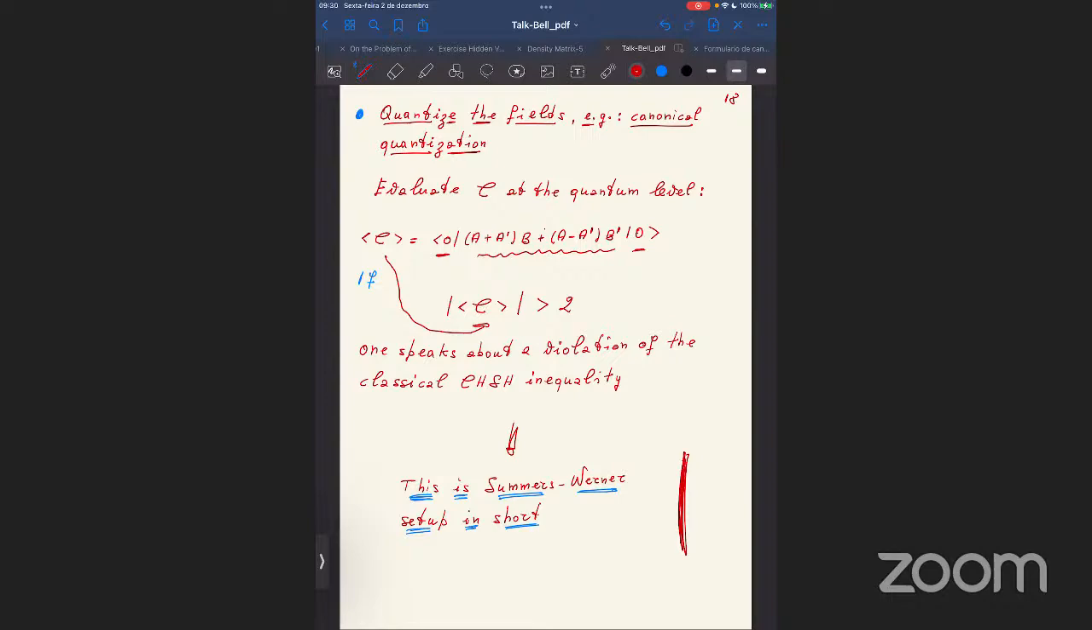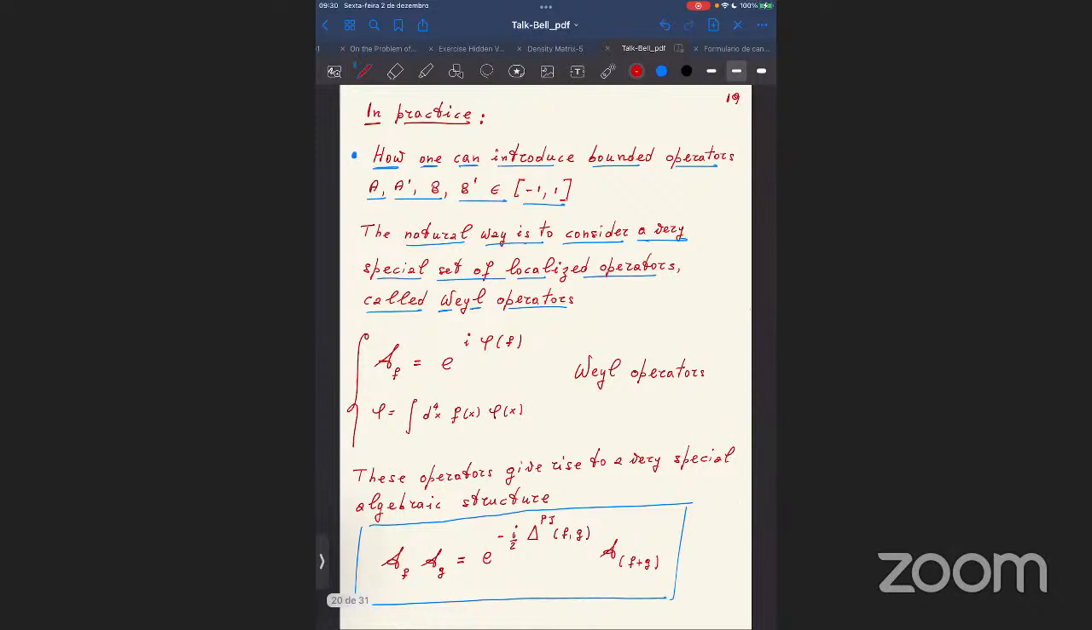So in practice, how can we define bounded operators which take values in the interval minus one, plus one? Well, there is a class of operators well known in quantum field theory, which is called the Weyl operators. The Weyl operator is nothing but the exponential of the quantum field. Since the quantum field is an unbounded operator, the Weyl operator, being its exponential, is a bounded operator.